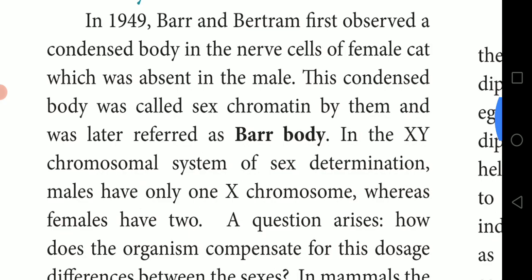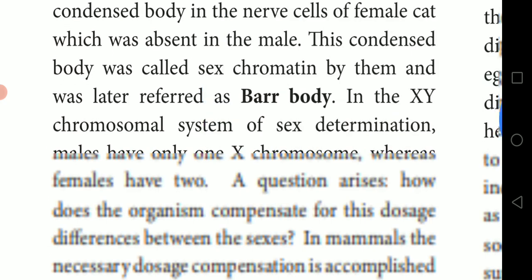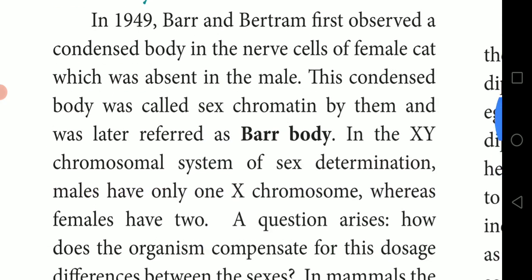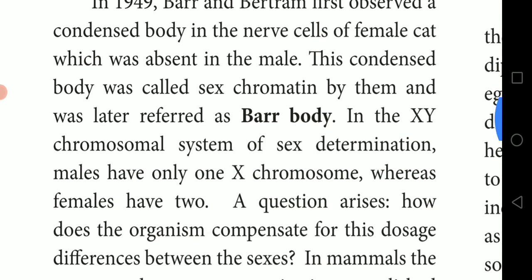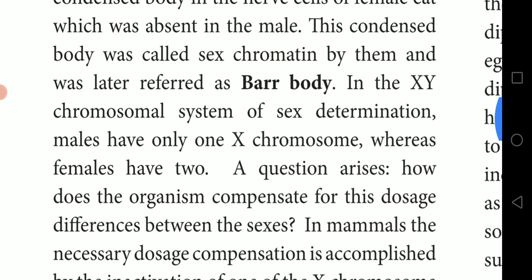This condensed body was called sex chromatin by them, meaning these scientists, and was later referred to as the Barr body. So that condensed chromatin is found only in the female cat, whereas in the male it is not found. That condensed body they call sex chromatin, and it was later referred to as a Barr body. That is the definition of the Barr body.